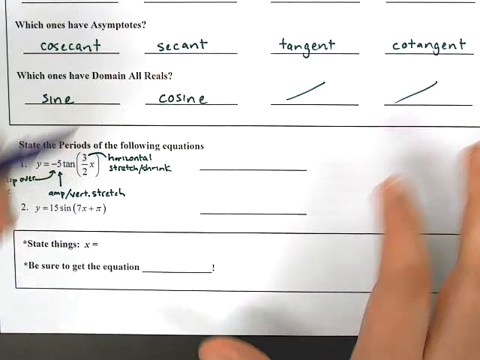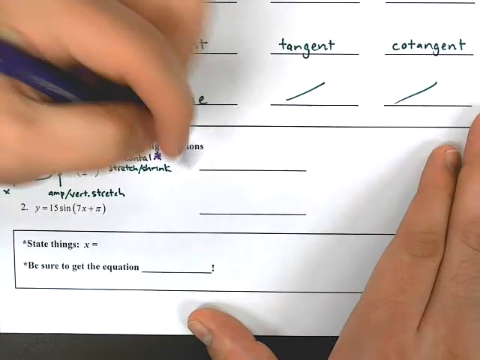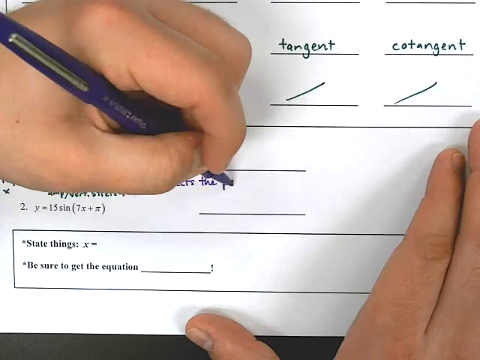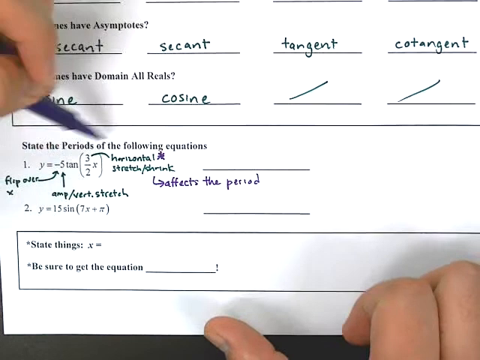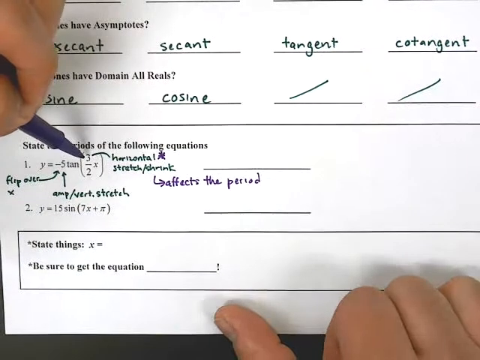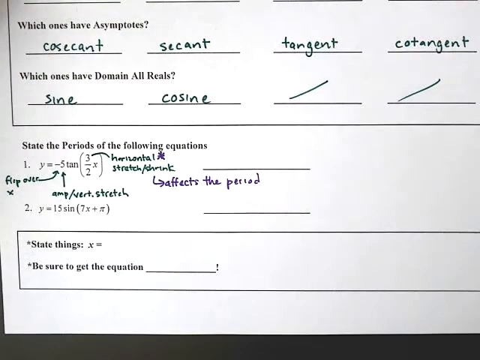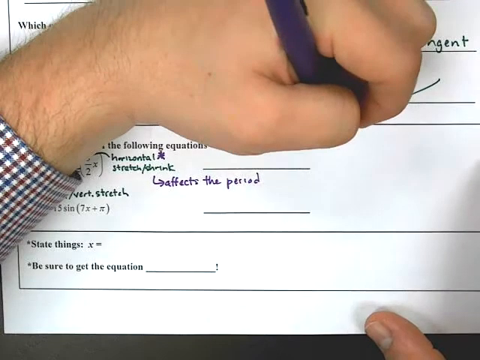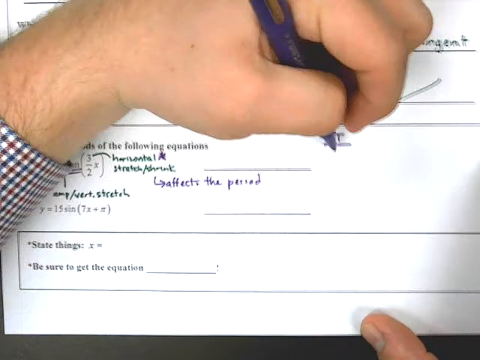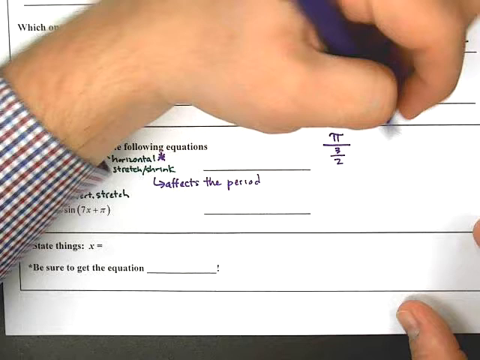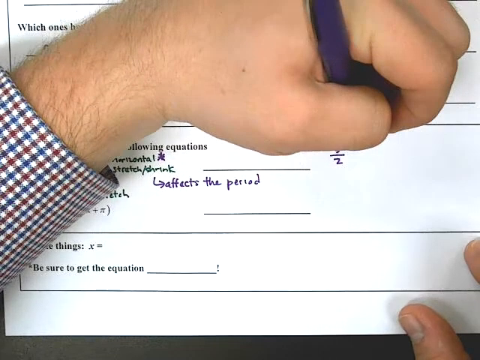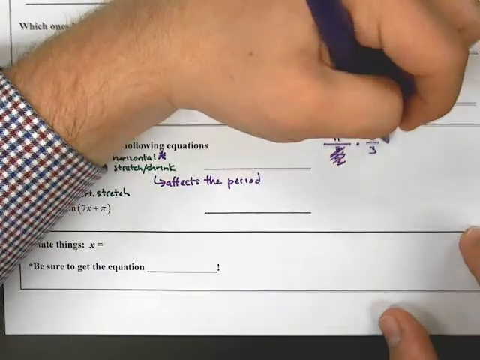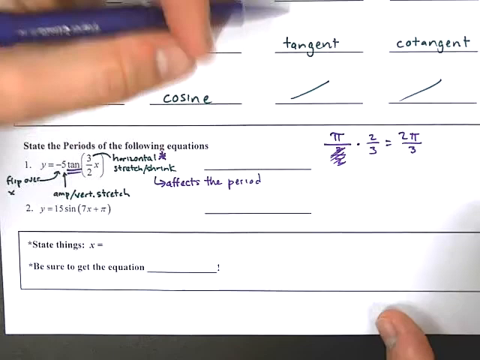What I want you to understand is that this right here affects the period. If I just want the period for the following equations, then this is what I'm looking at. The 3/2 is the value that I care about. So now this is tangent. If it's tangent, then I'm using pi over 3/2. Now, we don't like dividing by fractions, so instead I'm going to multiply by 2/3. So, 2 pi over 3 is my period.